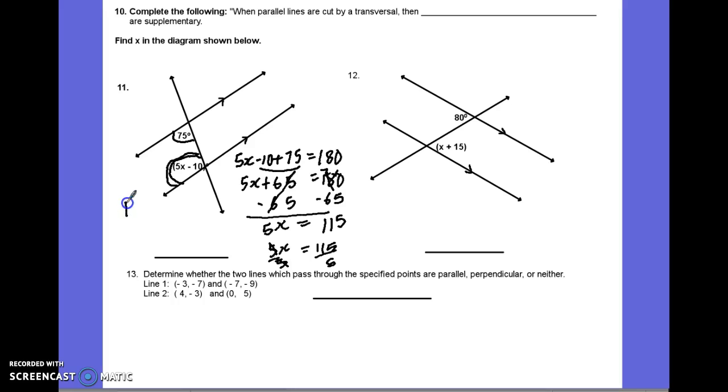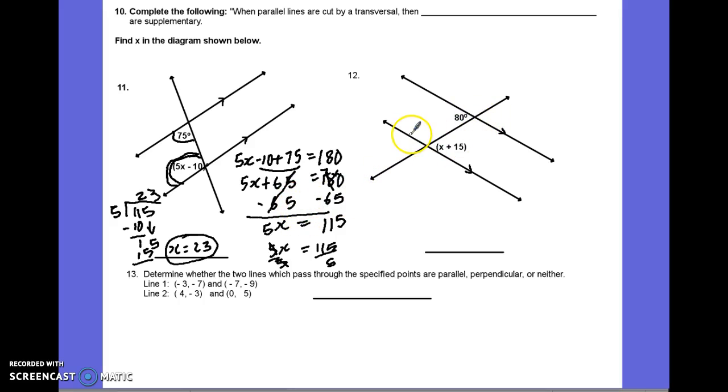So 115 divided by 5. 5 will go into 11 2 times. 2 times 5 is 10. Subtract, that gives me 1. Bring down a 5. 5 goes into 15 3 times, and 3 times 5 would be 15. That's where it ends, and we have x is equal to 23. All right.